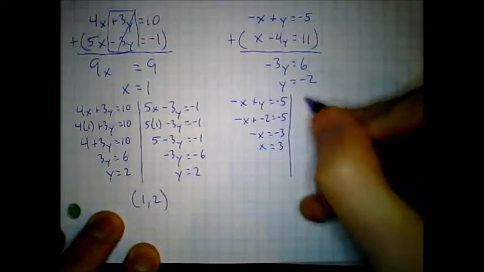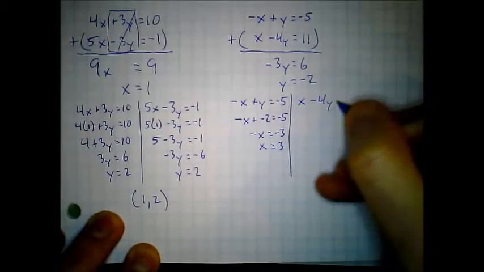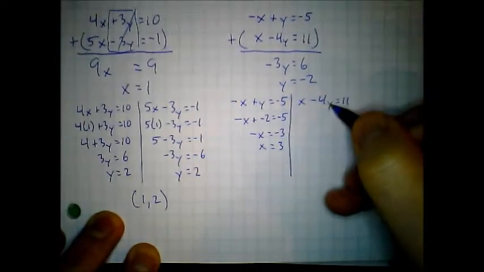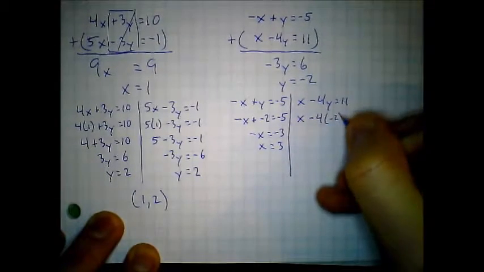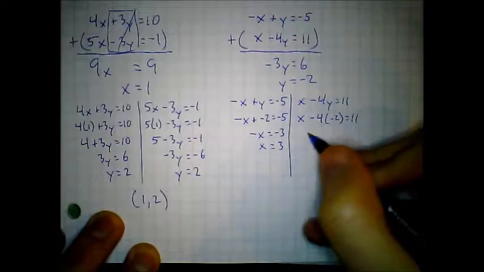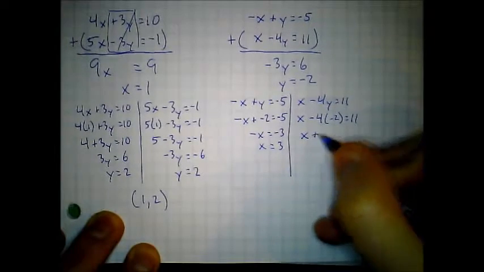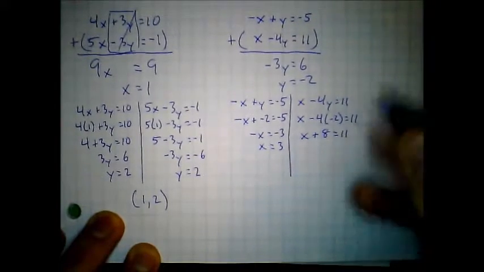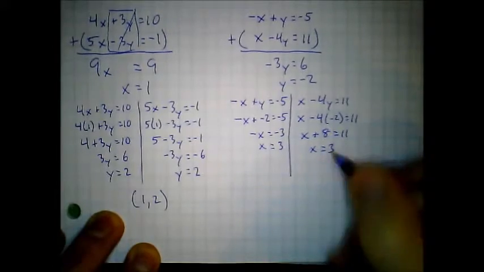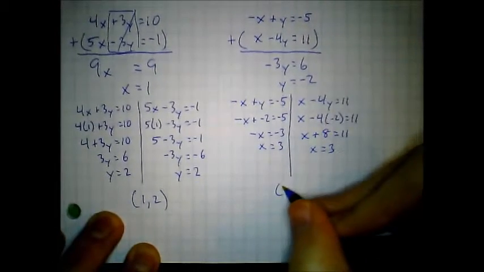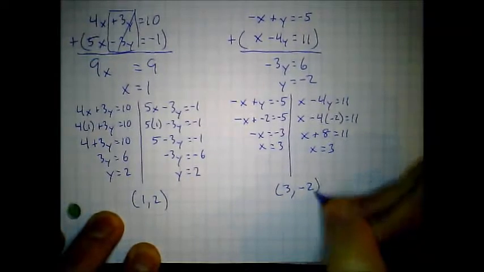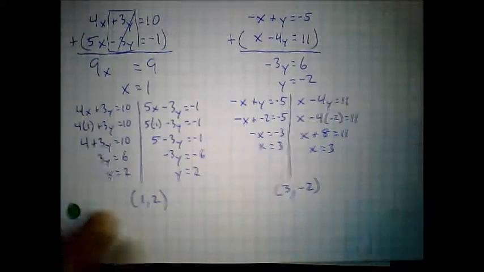Okay, and my second equation, x minus 4y equals 11. I know my y equals negative 2, so I have x minus 4 times negative 2 equals 11. Negative 4 times negative 2 is plus 8, equals 11. So that means x equals 3, exactly what we wanted. When x equals 3 in both of our equations, y equals negative 2. So these two lines intersect at the point (3, negative 2).